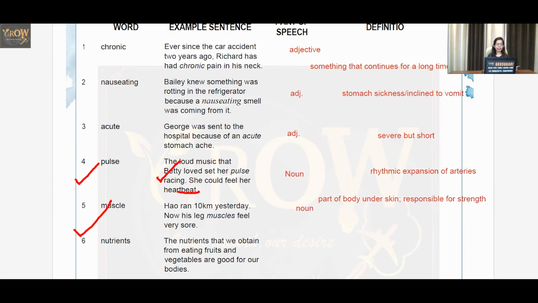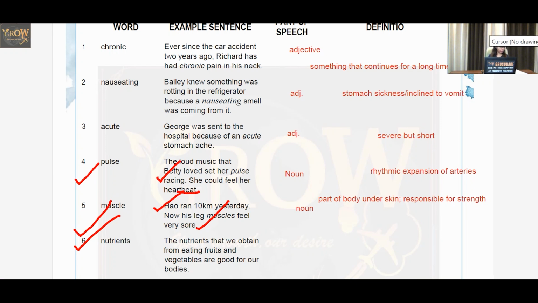Now, the example sentence can be, he ran 10 kilometers yesterday. Now his leg muscles feel very sore. That means सूजन आ गई है. So that's why हम क्या कहेंगे कि मसल्स जो हैं उसकी क्यों सूज गई हैं, because he ran 10 kilometers yesterday, right?